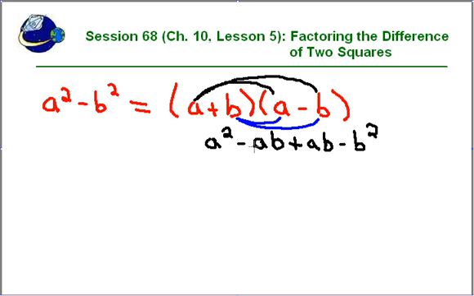What happens to this minus ab and this plus ab? They cancel each other out. So what's that leave you? A squared minus b squared. So we can see a plus b times a minus b. These middle terms, the minus ab and the plus ab, cancel each other out, leaving you with simply a squared minus b squared. So let's take that a step forward here and solve a very basic problem.